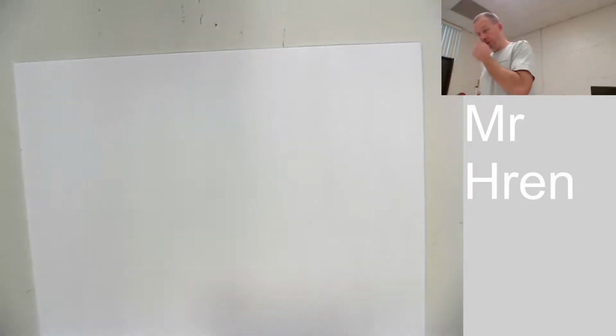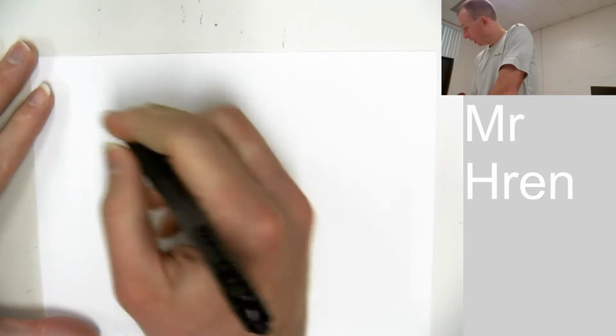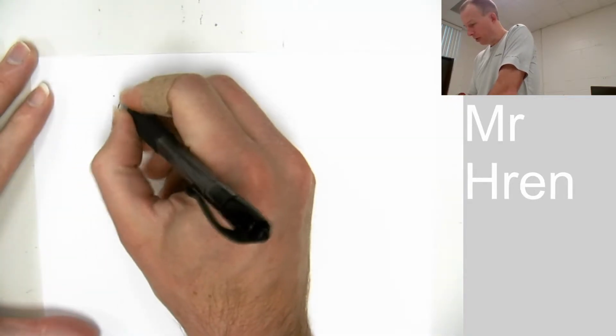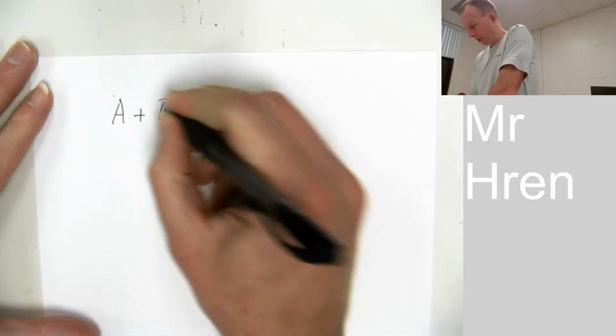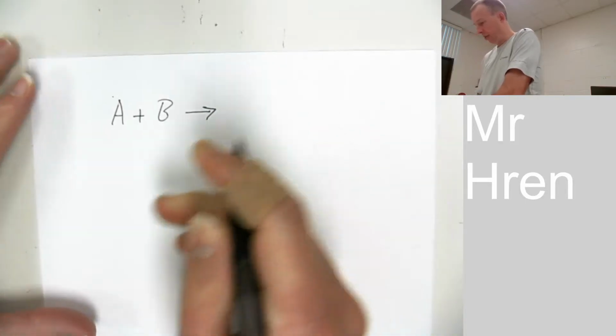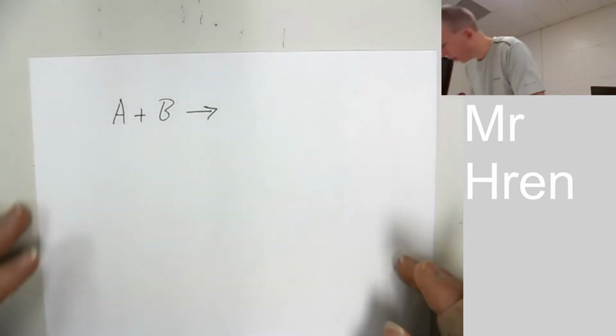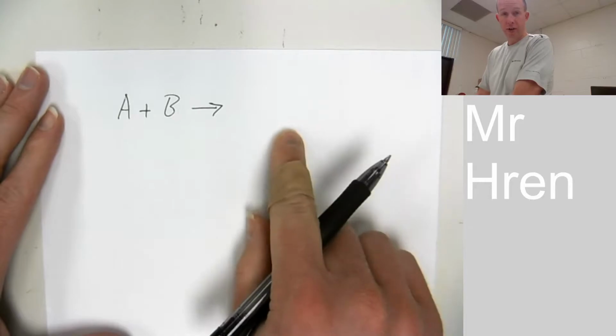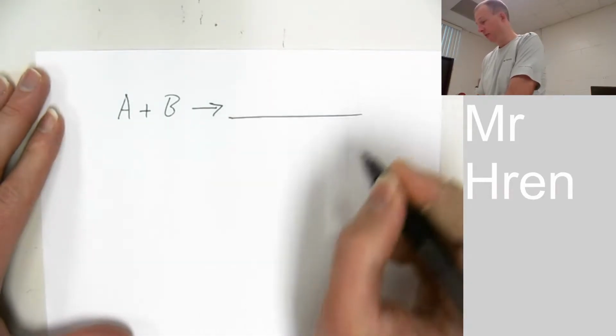you're going to be given some reactants. That's the stuff on the left side. So you're going to be given something like this. You'll be told something really simple, like A plus B, and then you're going to have to actually say what's over here. You're not going to be given this. You're going to have to figure out the products.